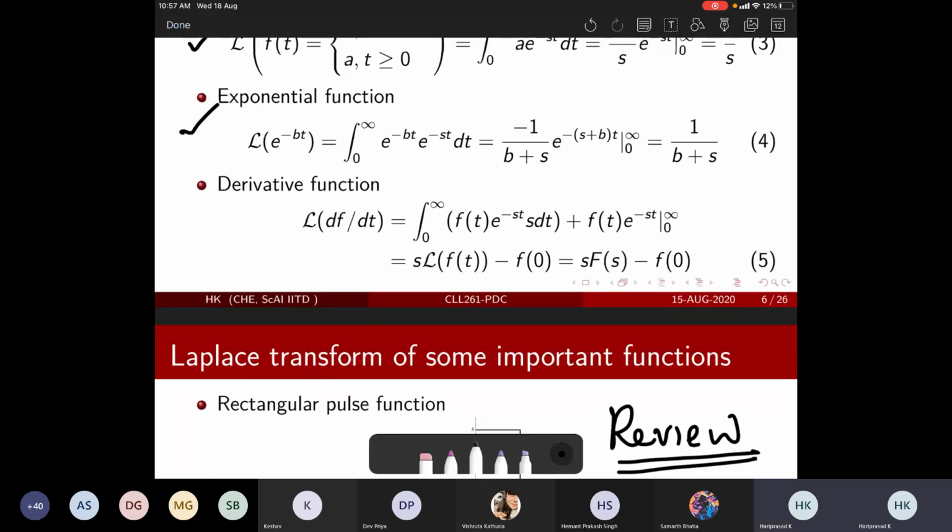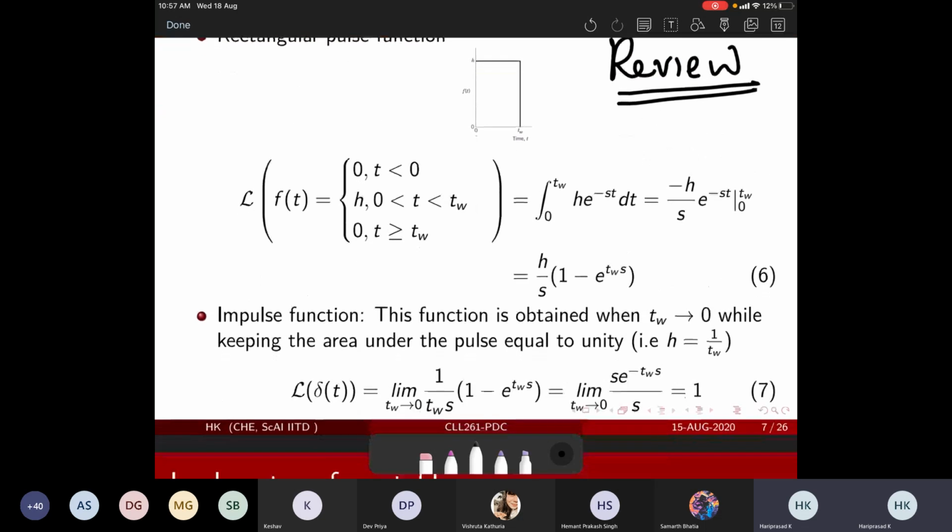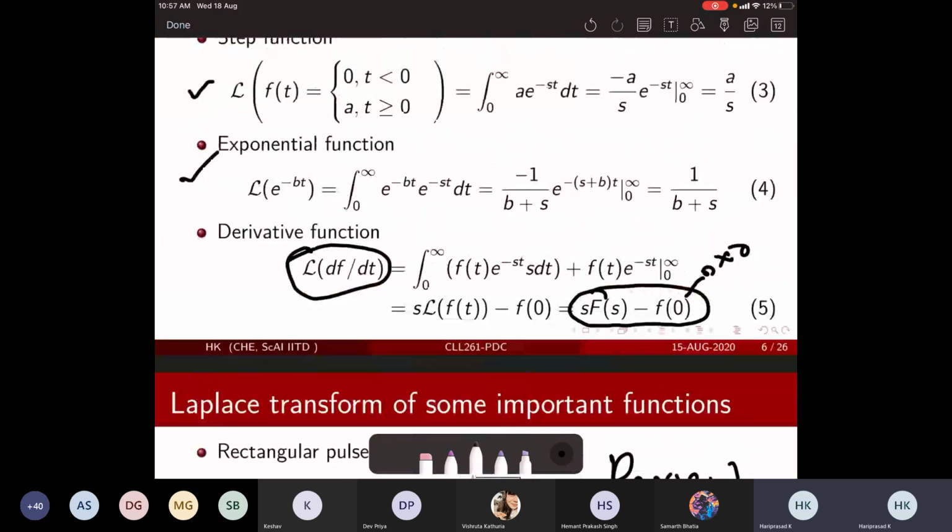this has been done for many functions. Especially, we have to have a very careful look at the derivative function, which is L of df by dt. It would be s times F of s minus f of 0. f of 0 is the function value at 0. If f of 0 is equal to 0, this term would go to 0. Okay, then many such examples.